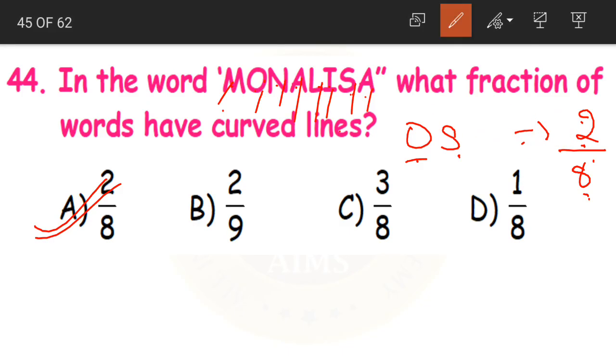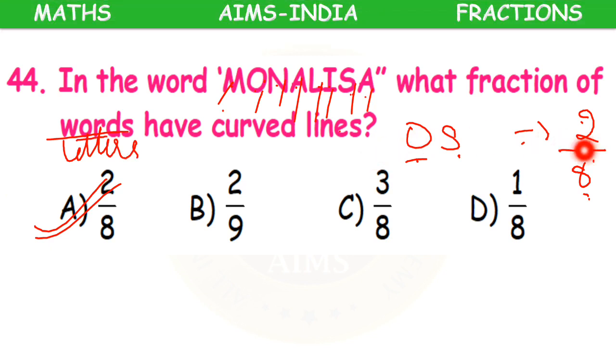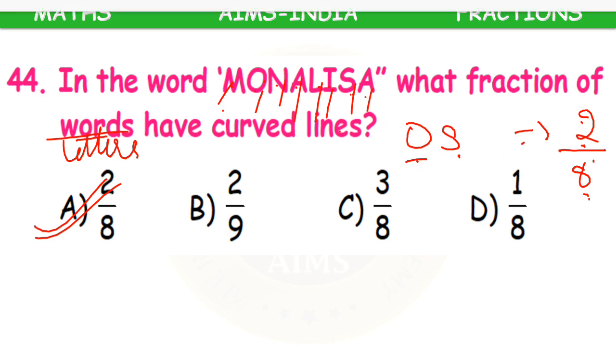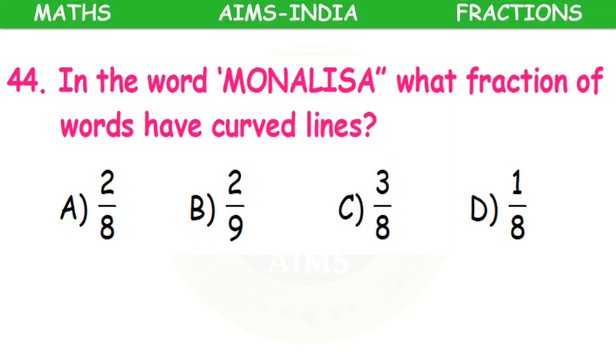Sorry, it should not have been words. In the word Mona Lisa, what fraction of letters have curved lines? Yes. Now only 2 by 8 of the letters have curved lines. 2 is nothing but O and S, the number of letters with curved lines, divided by 8. 8 here is nothing but our total number of letters. Understood, children? Correct answer is option A.